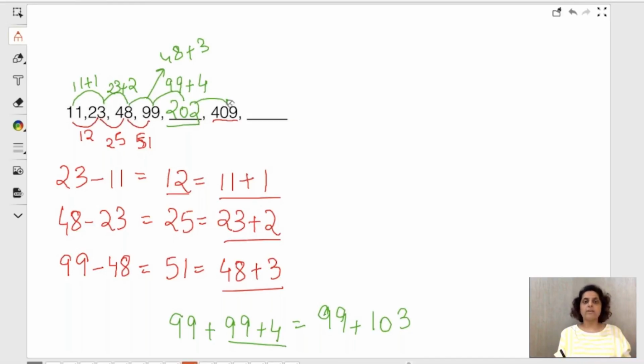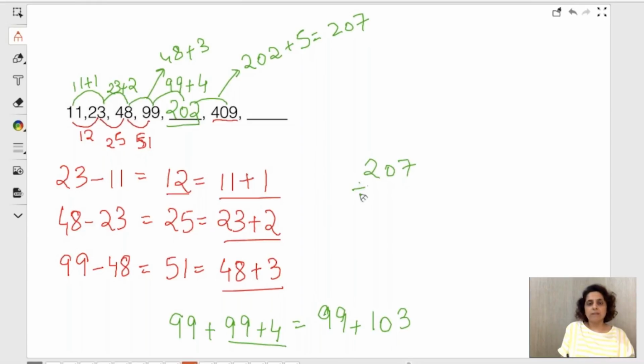Let's see, this 409, we have kept it as a checkpoint. Let's see if our logic is correct or not. Here the number is 202. So the difference between these two consecutive terms would be 202 plus 5. 202 plus 5 is 207. So what is 207 plus 202? That is nothing but 409. So our logic is correct.